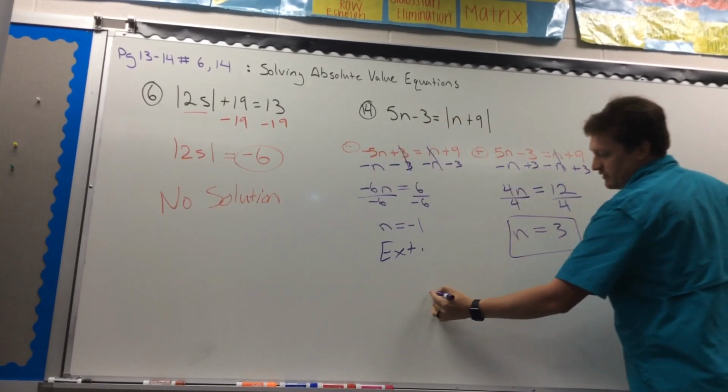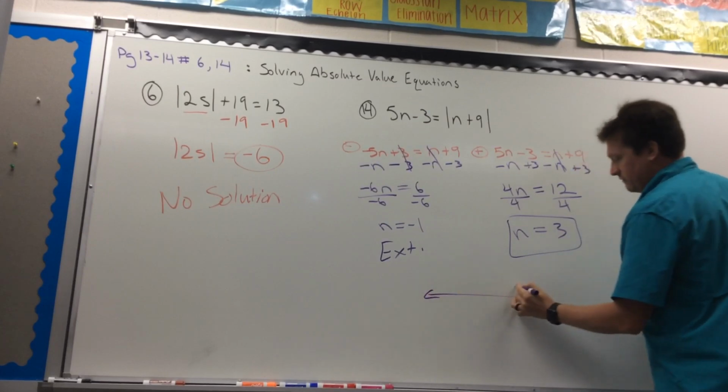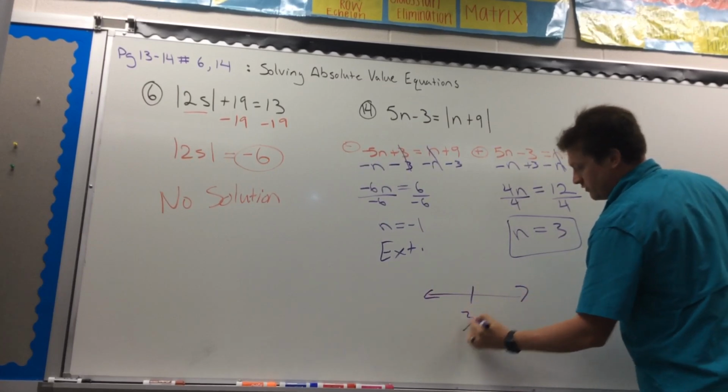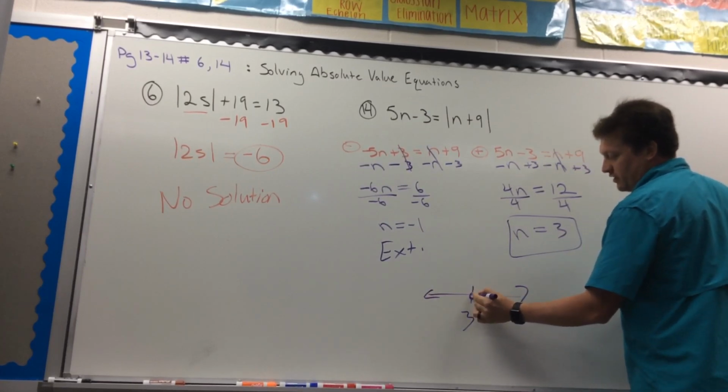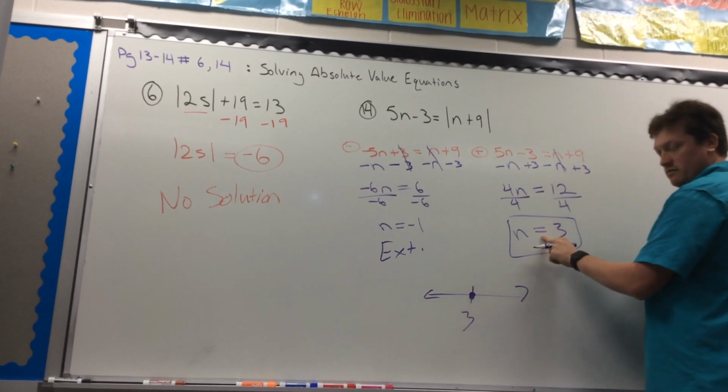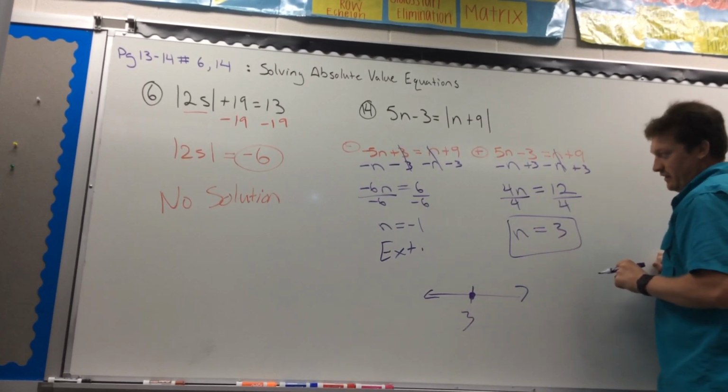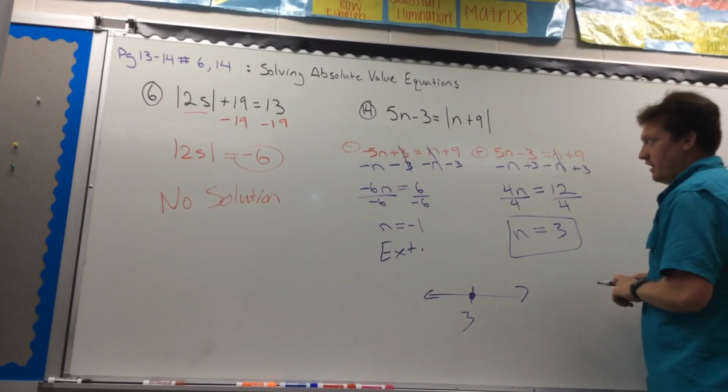If I wanted to represent this on a number line, 3 would be right there. We're using a closed circle because it is an equation. And that's the 2 representations of your answer.